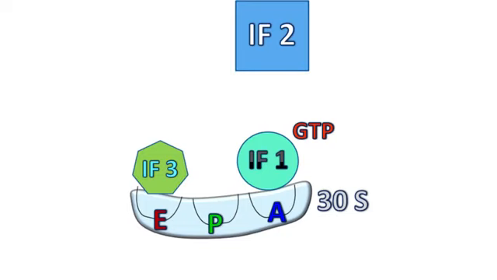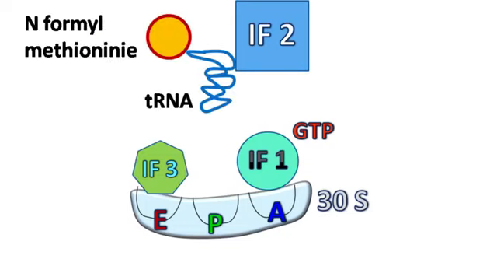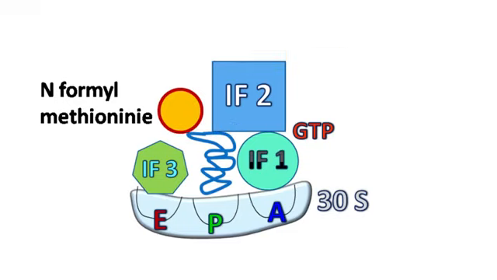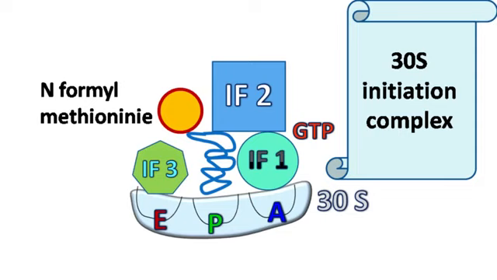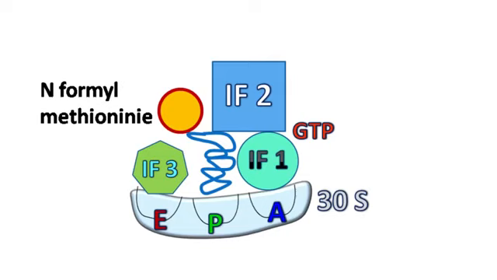Next, initiation factor IF2 along with charged N-formylmethionine tRNA binds to the P site. The structure so formed is known as 30S initiation complex. The binding of IF2 along with N-formylmethionine charged tRNA to the P site causes IF3 to release from the E site.